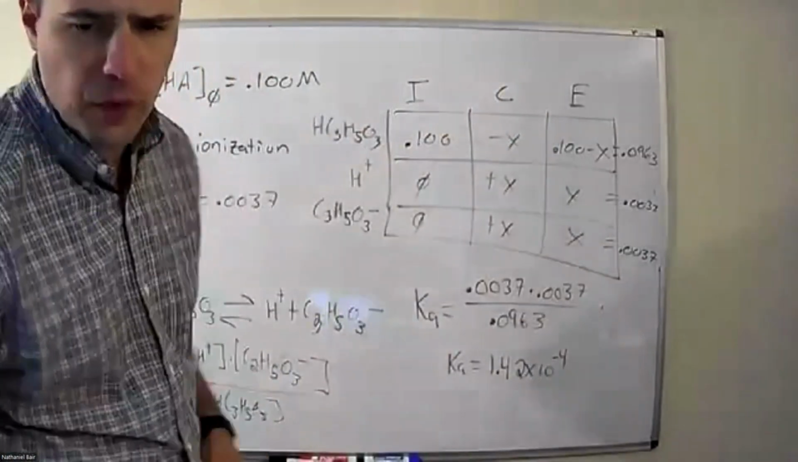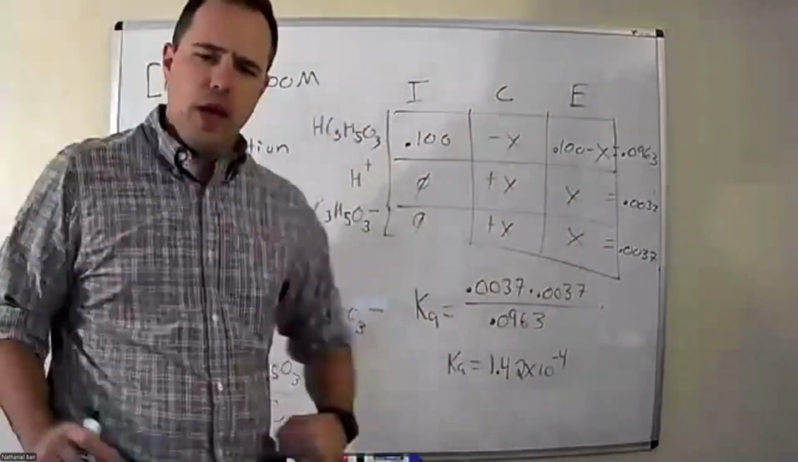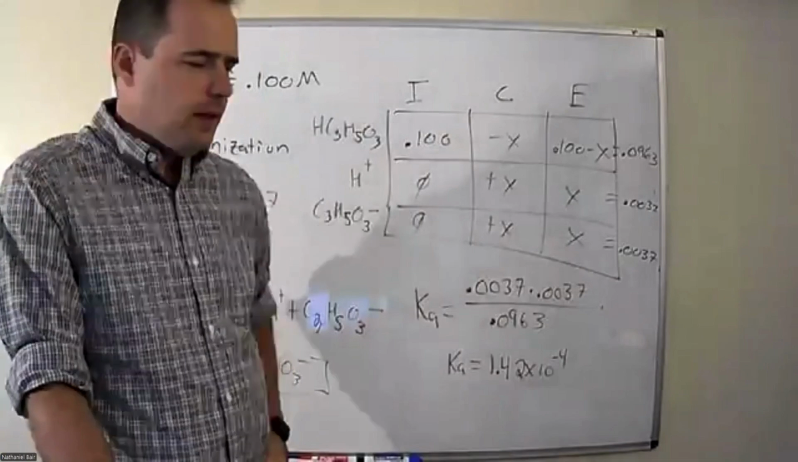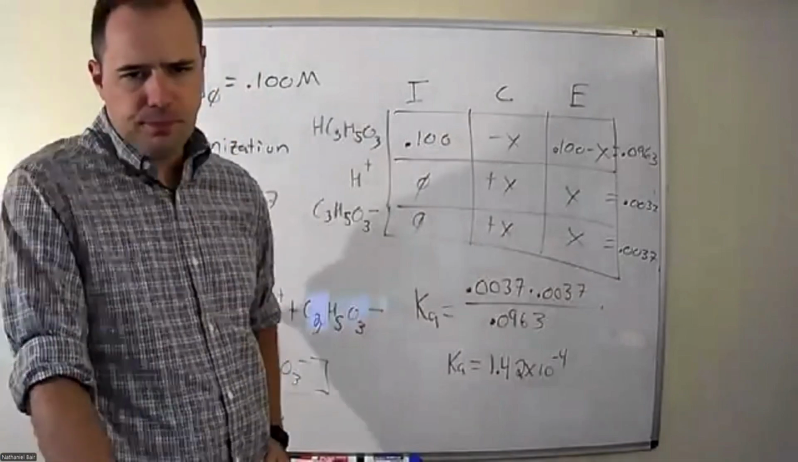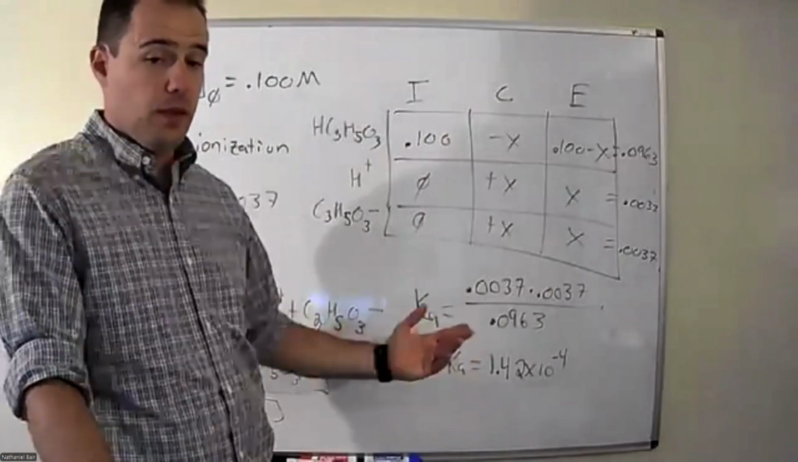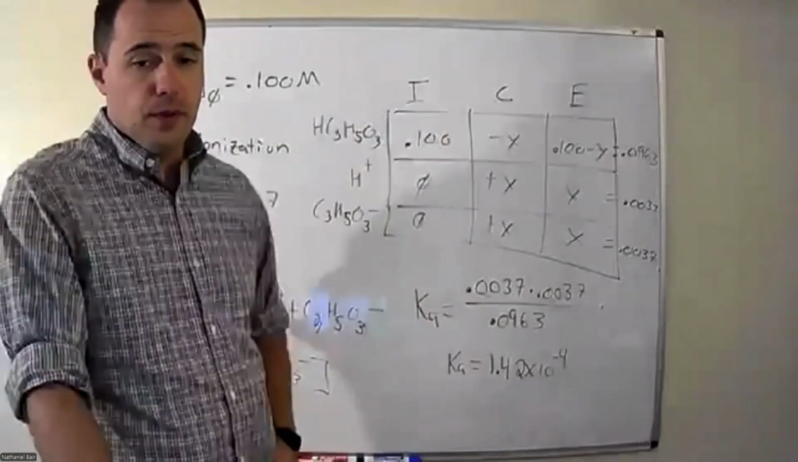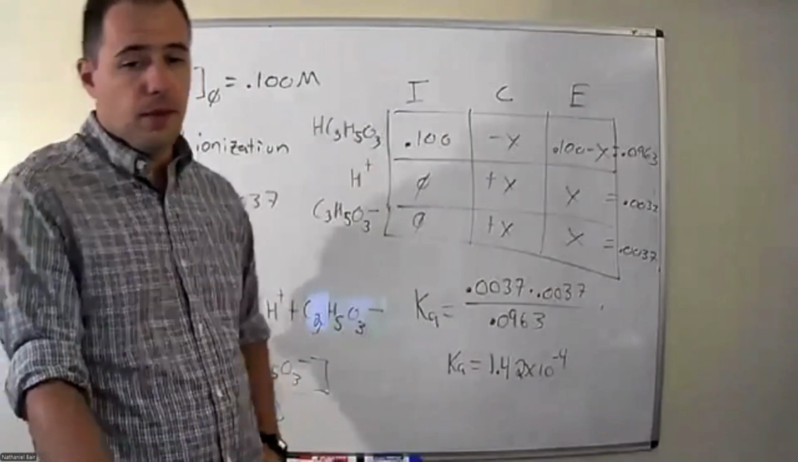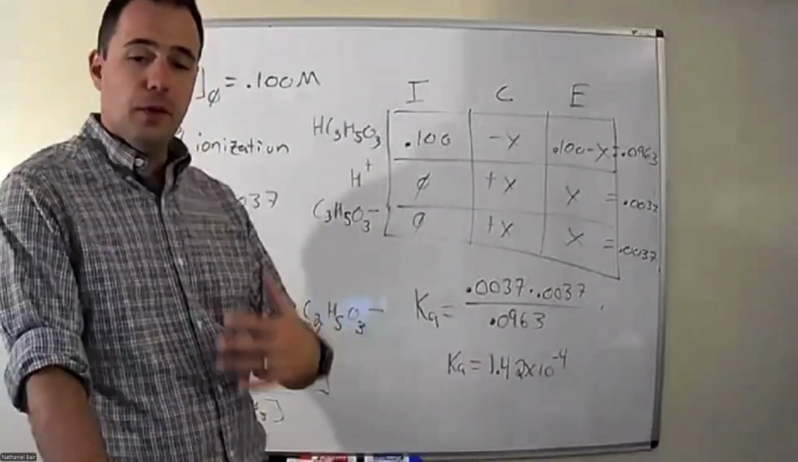That's 1.42 times 10 to the negative fourth. That's what we get for the acid dissociation constant for lactic acid. So it's a weak acid, but in terms of weak acids, it's not super weak. Times 10 to the negative fourth isn't as weak as something like times 10 to the negative eighth. So there you go, folks.